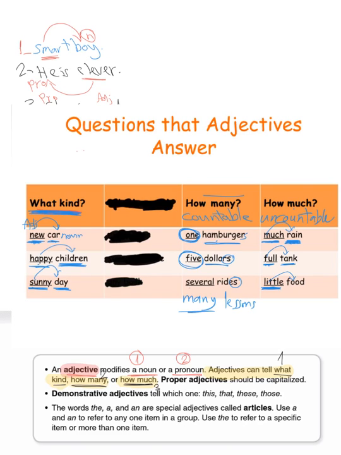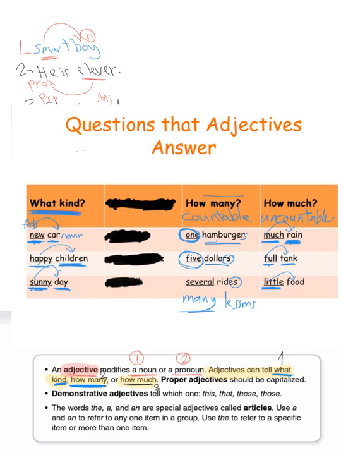So to summarize, the first kind of adjectives in this grammar lesson answer 3 questions. What kind? As we said, like saying new. What kind of car? New car. What kind of children? Happy children. What kind of day? Sunny day. And it may answer the second question, how many?